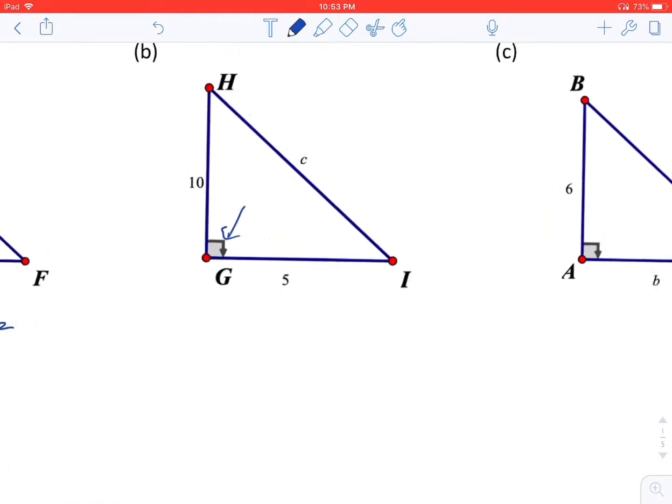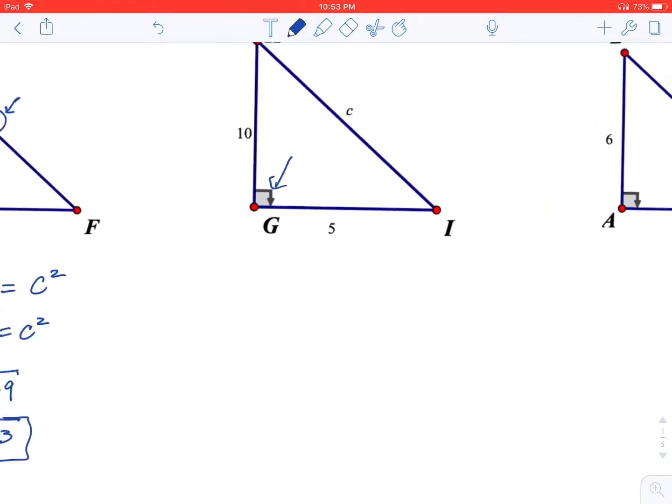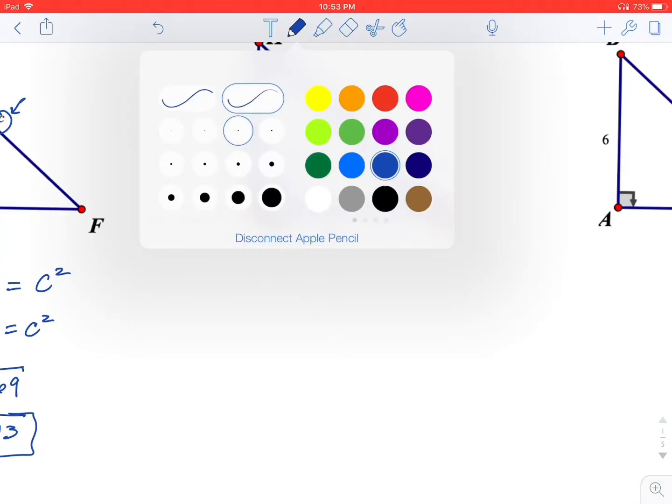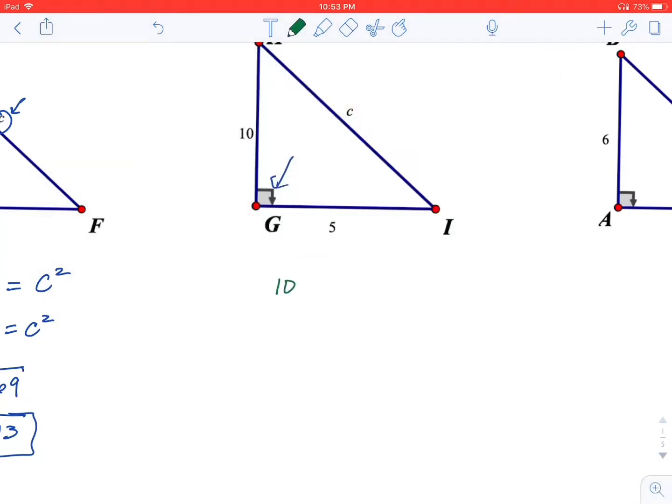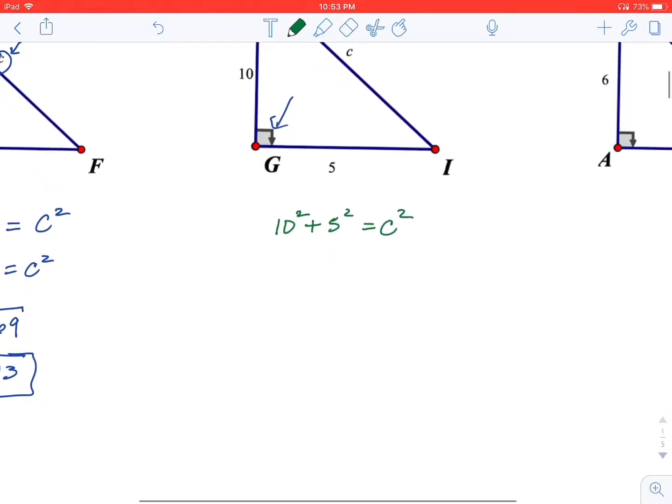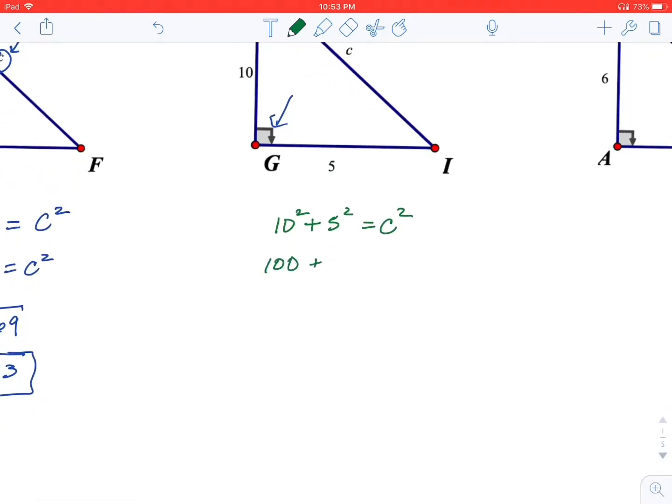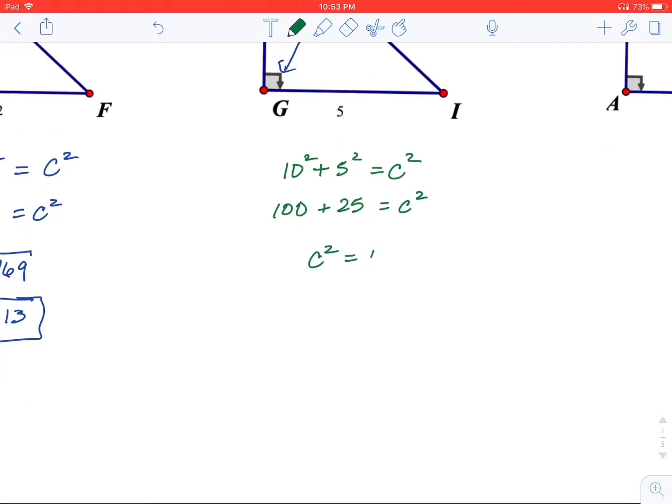The second example is very similar. I set up the sum of the two legs squared. I'll use a different color, why not? 10 squared plus 5 squared is equal to the hypotenuse squared, or that 100 plus 25 is equal to c squared, meaning that c squared is equal to 125. In this example, it is assumed and generally speaking will be stated that all of your solutions need to be stated in simplest radical form. That's why we studied radicals.